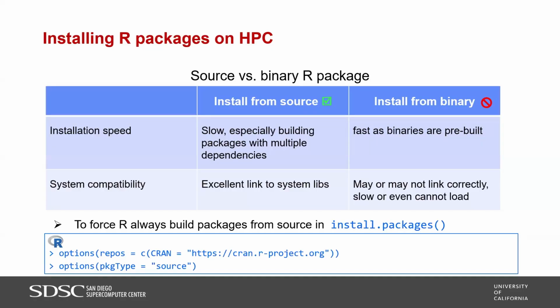If you want to force R to build R packages from source when running the install.packages functions, you can add those two options to your .Rprofile, or set them before every time you run install.packages, so that once the options are accepted by R, the installed packages will always be built from source.